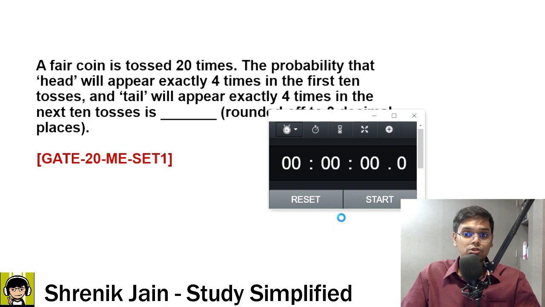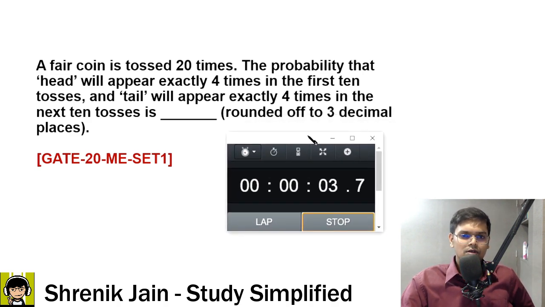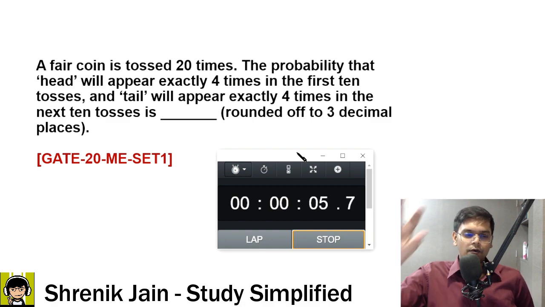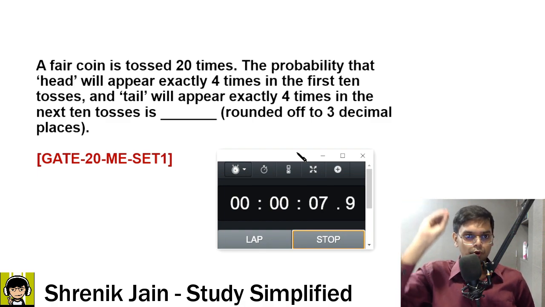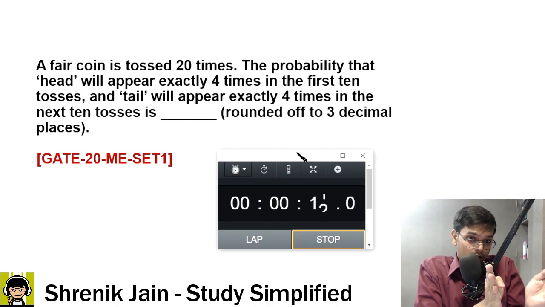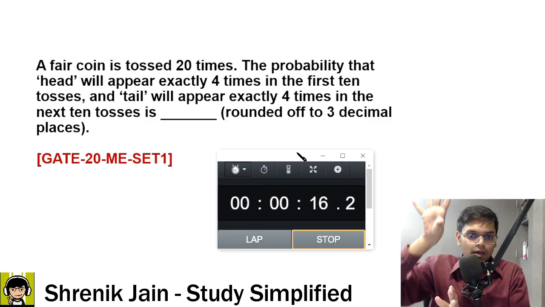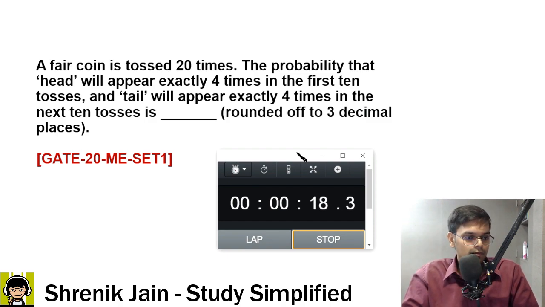A fair coin is tossed 20 times. Sir ji, 20 times. I'm like, read the question. Simple. 2 minutes I will give you. A fair coin is tossed 20 times. The probability that head will appear exactly 4 times in the first 10 tosses, and for the next 10 tosses exactly 4 times tail will appear. So what is the probability? Rounded off to 3 decimal places.